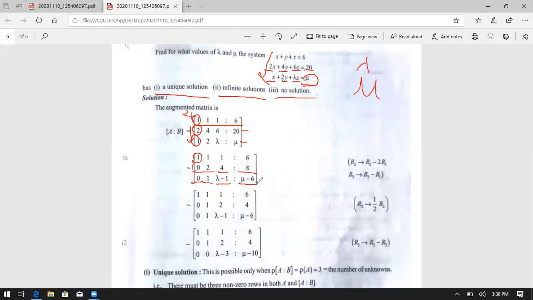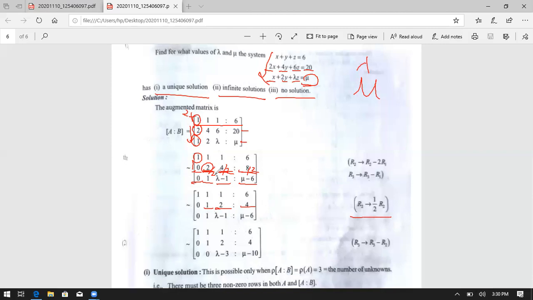Next step, go to R2. Here 2 is there. I want 1 here. That's why R2 is equal to 1 by 2 R2. Here 2 is there, here 4 is there, here 8 is there. All are divisible by 2. That's why 1 by 2 means this divided by 2, this divided by 2, and this divided by 2. That gives 1, then 2, then 4.